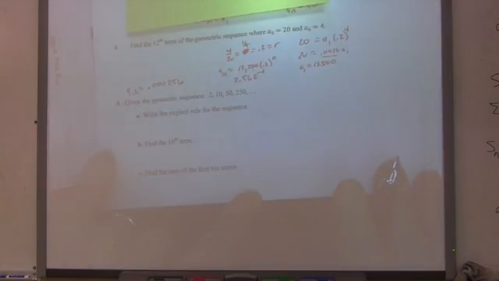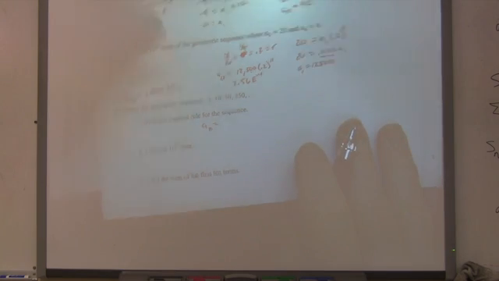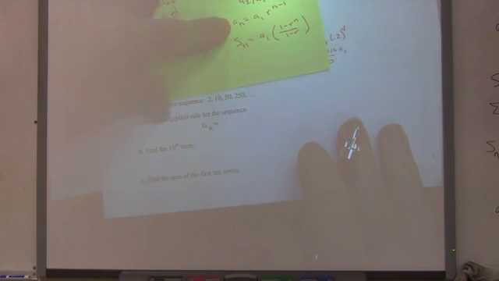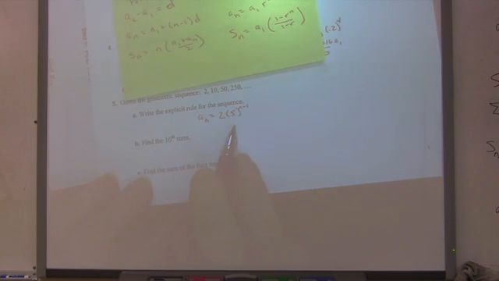Then we have a geometric sequence given here, and it says find the explicit rule. When it says the explicit rule, they want the rule for a sub n, to find any number in the sequence. So we take our a1, again, we're using this rule here. We take our a sub 1, which is 2. We take our r, 10 divided by 2 is 5. And then to the n minus 1. That is our explicit rule for the sequence.